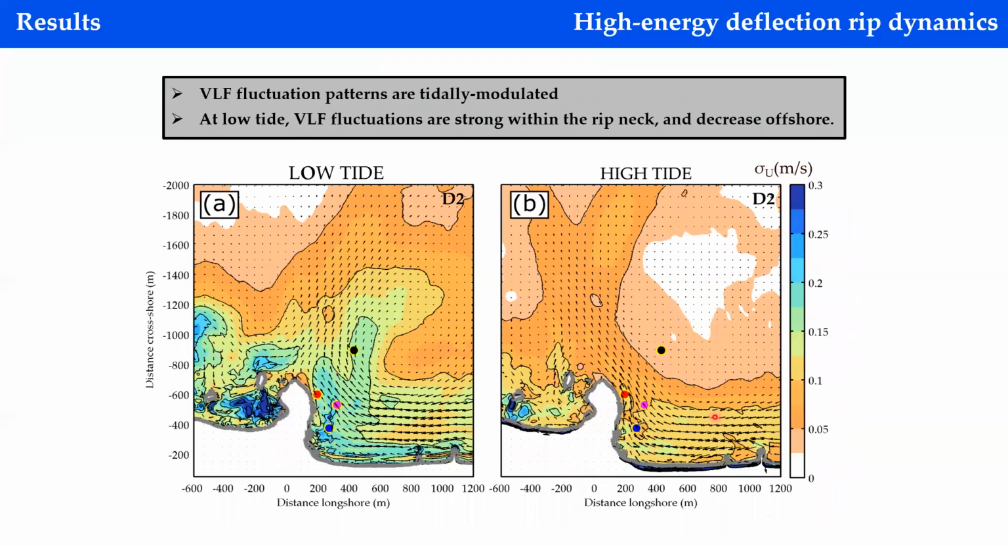So if we have a look at the standard deviation of the 5-minute time average velocities, which characterizes the VLF fluctuation intensity, we see that the patterns are also tidally modulated, with less intense VLF fluctuations at high tide than at low tide. And at this time, the rip fluctuates much more close to the headlands here, and the VLF intensity decreases as we go further offshore.